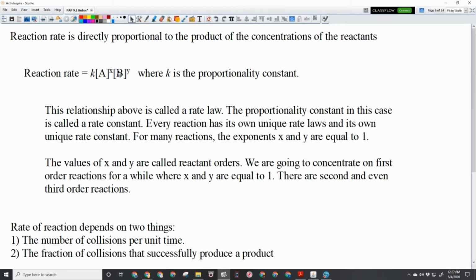So every reaction is going to have a different rate and a different rate law. And for many reactions, the exponents X and Y are equal to 1. For many, many reactions, they're equal to 1. All right, so the values of X and Y are called reaction orders.